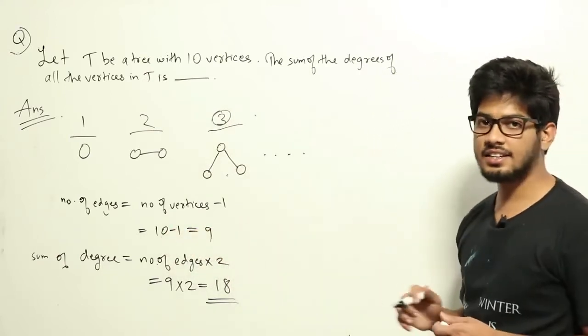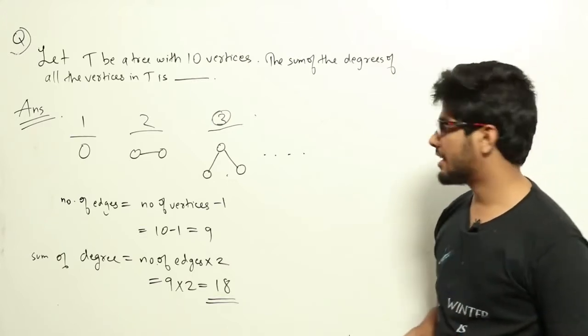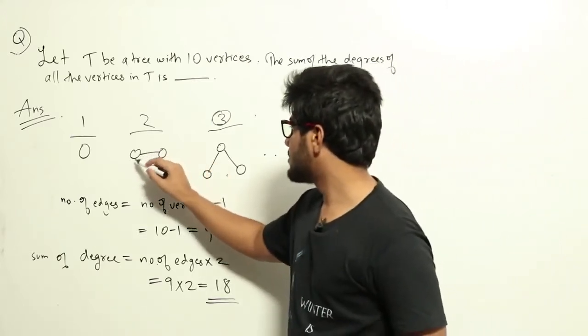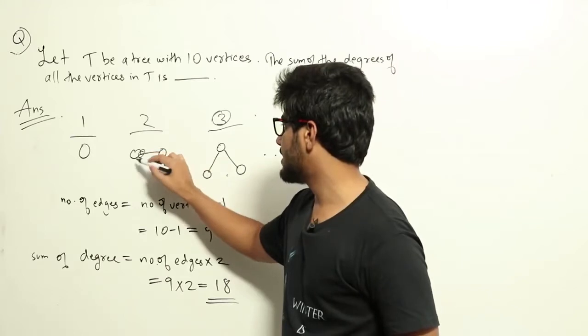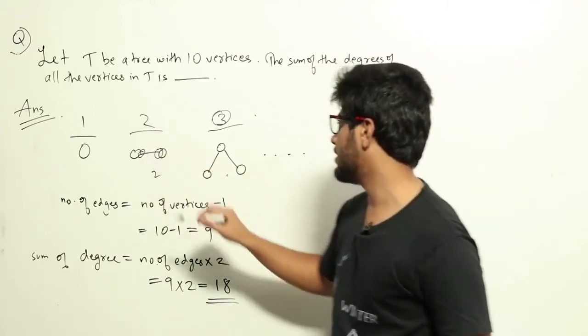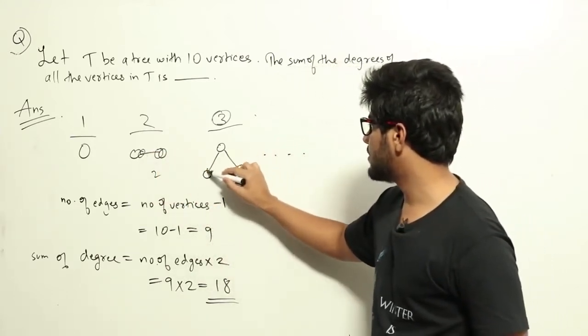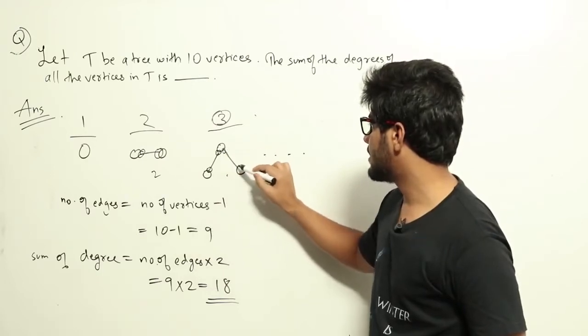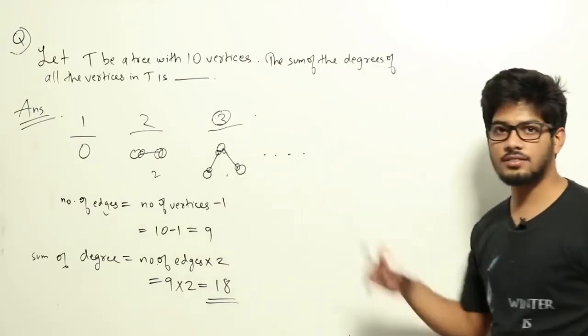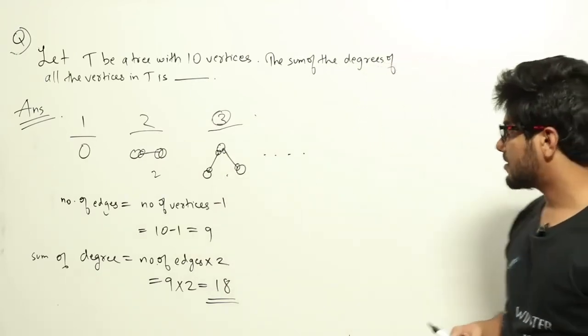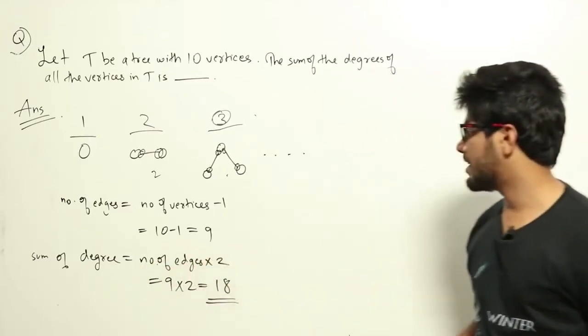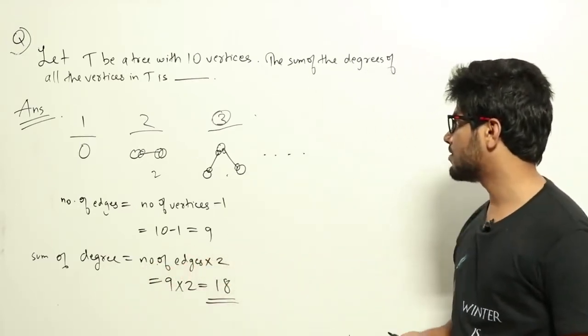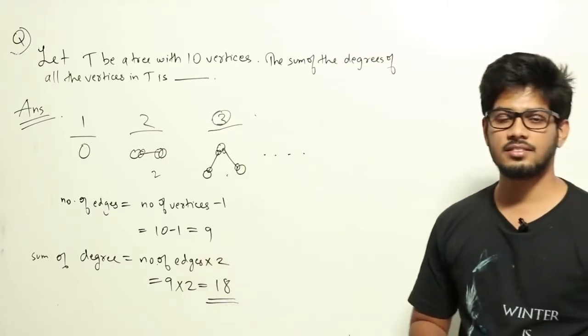Now each edge adds 2 to the sum of the degrees. So if you see this, the sum of degrees is 2, because on this side there is 1 and on this side there is 1 degree. Similarly, if you look at this, you will see it adds degrees here. So each edge adds 2 to the sum of degrees, meaning sum of degrees equals 2 times the number of edges, that is 9 times 2, which equals 18. 18 is the answer.